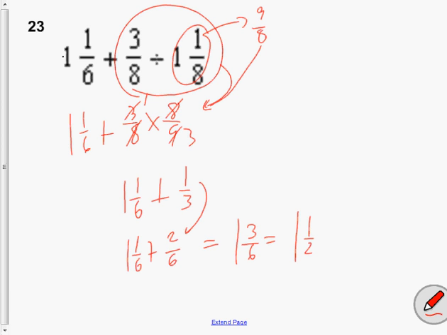Now, if you didn't cross reduce here, if you got 3/8 multiplied by 8/9 and you didn't cross reduce, you ended up with this number here, which is awful to work with. So the reason why I gave this question is I wanted you to remember that cross reduction when you multiply fractions is a very important step to take in making your work much easier.